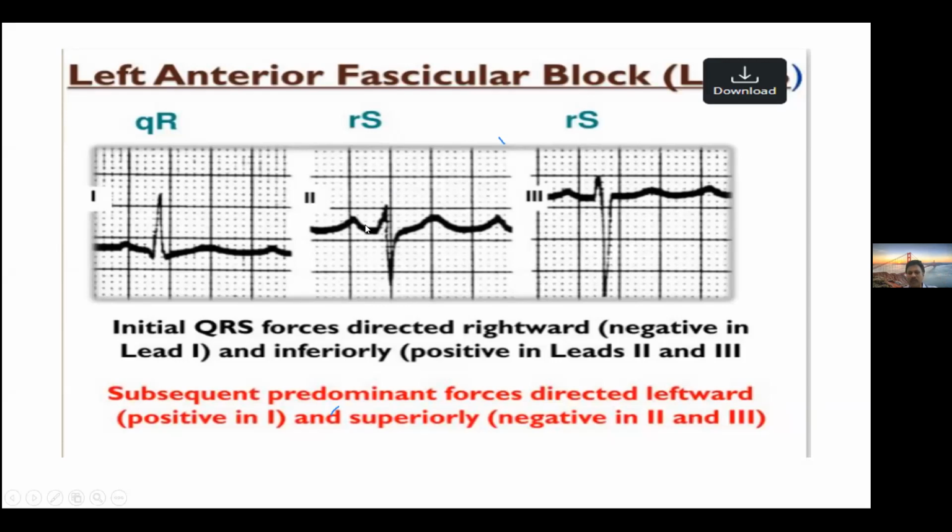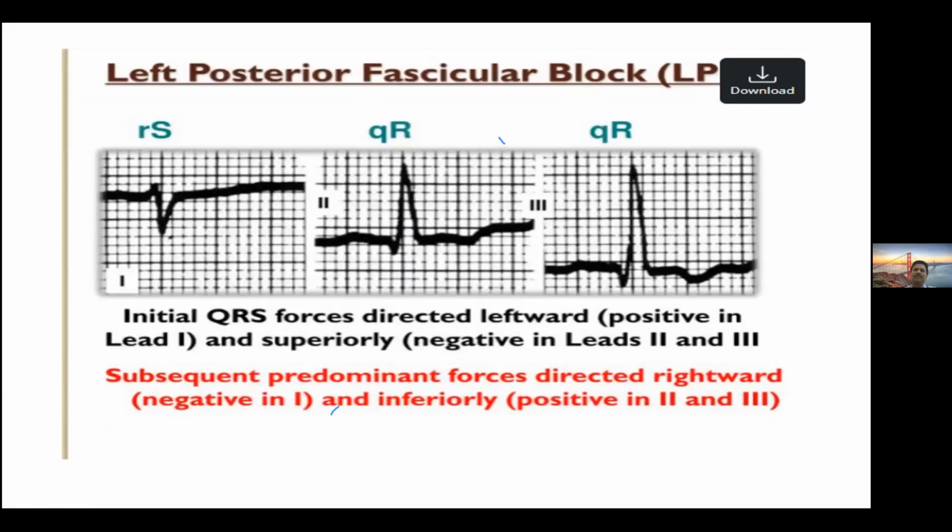If you are confused with the direction of the force vector of current, make it very simple. RS complex in 2, 3, aVF, small r and deep S complex in 2, 3, aVF suggests there is an extreme left axis. The QRS complex is more than 100 milliseconds, but less than 120 milliseconds. It means that you are dealing with left anterior fascicular block.